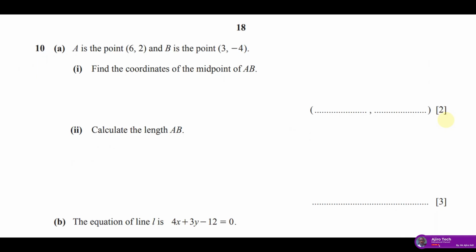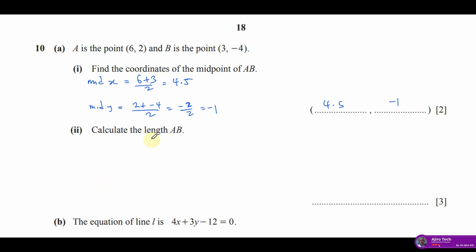Now we have number 10. A is the point (6, 2) and B is the point (3, -4). Find the coordinates of the midpoint. The midpoint will be the average of the coordinates. So mid x is the average of 6 and 3. 6 plus 3 over 2 is 4.5. Mid y is the average of 2 and minus 4, which is minus 2 over 2, that should be -1.